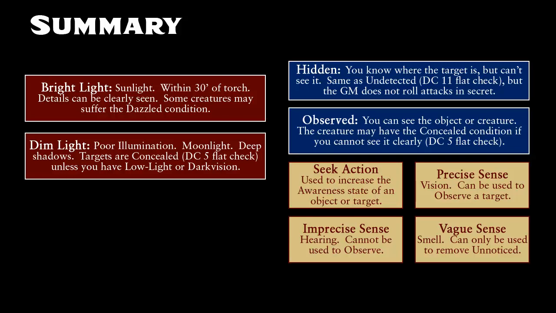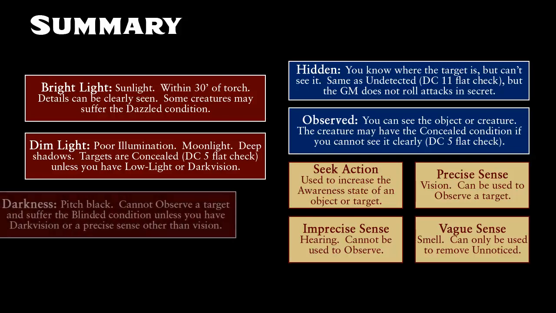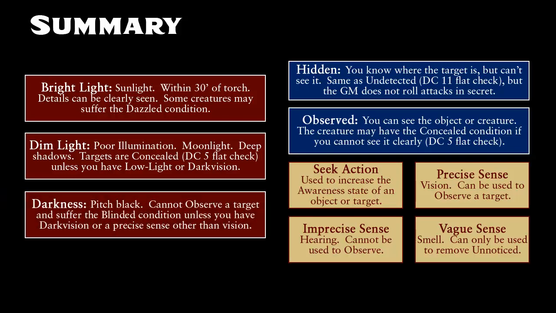When a target has the concealed condition, you must pass a DC 5 flat check for any direct attack against them. Just like with attacking an undetected or hidden target, if you fail that flat check, then it doesn't matter what you roll on your attack roll, it automatically misses that target. And last, in areas of darkness, you can't see at all unless you have dark vision. And this means that without dark vision, the best state of awareness you can have with a target in darkness is hidden and not observed.